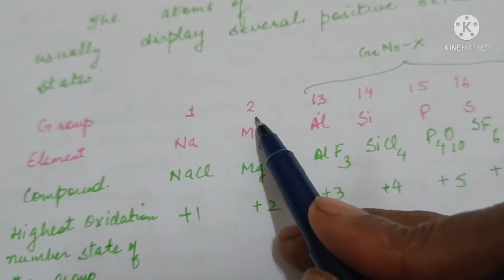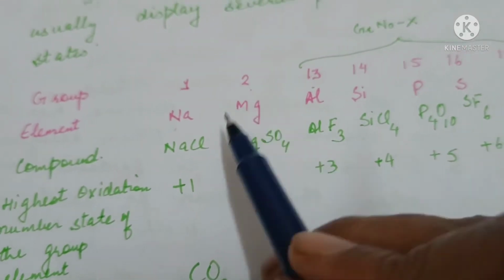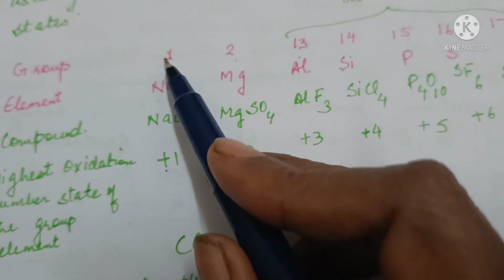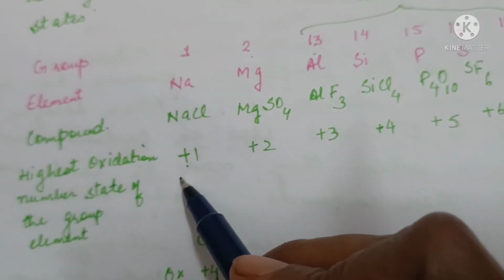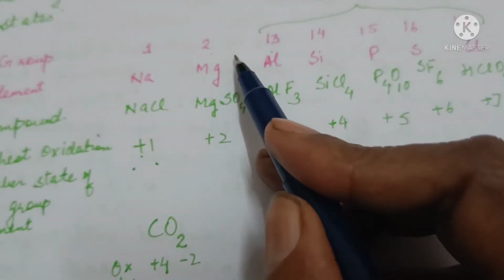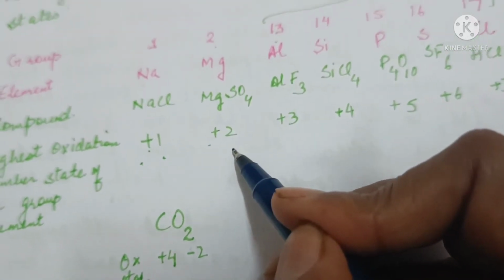these elements will have their maximum oxidation state according to their group numbers. For groups 1 and 2, the maximum oxidation state will be the same as their group number. That is, for the first group, because the group number is 1, the highest oxidation state will be +1. For second group elements, for example magnesium, it will be +2.